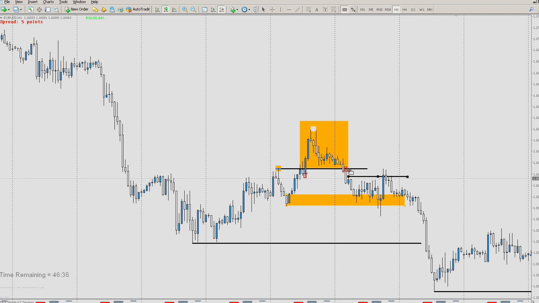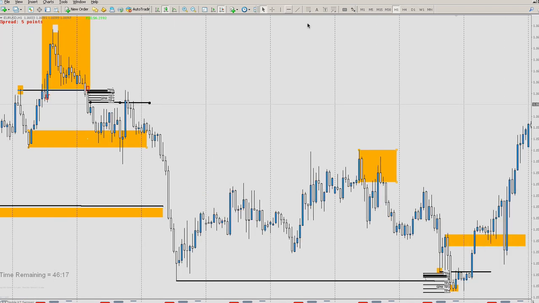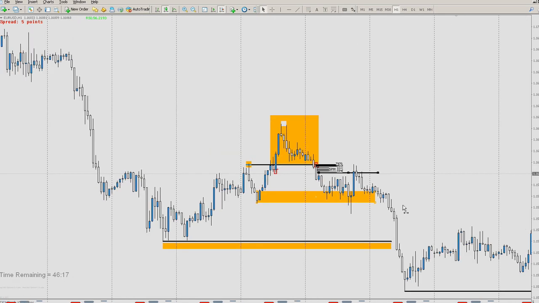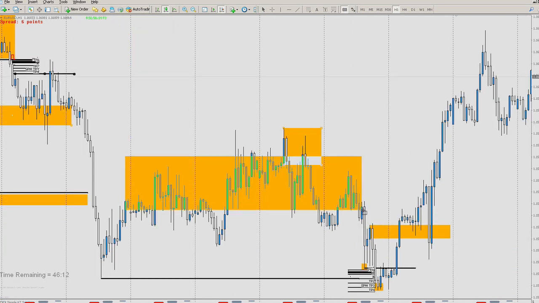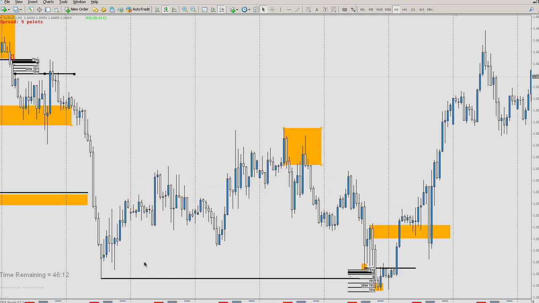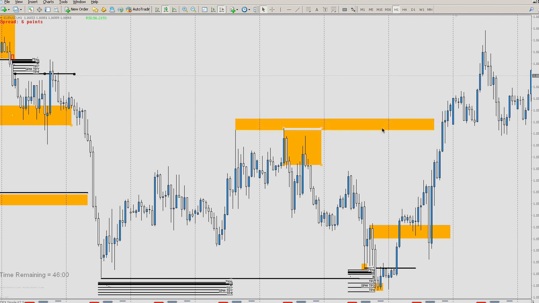So price ran stops here, just to show that there's all the stops there that have been run, and then liquidity gets run here. So price always runs the stops, goes to liquidity, runs the stops, goes to liquidity. So it's big accumulation across here. Price ran the stops over here and then reaches for liquidity above here.